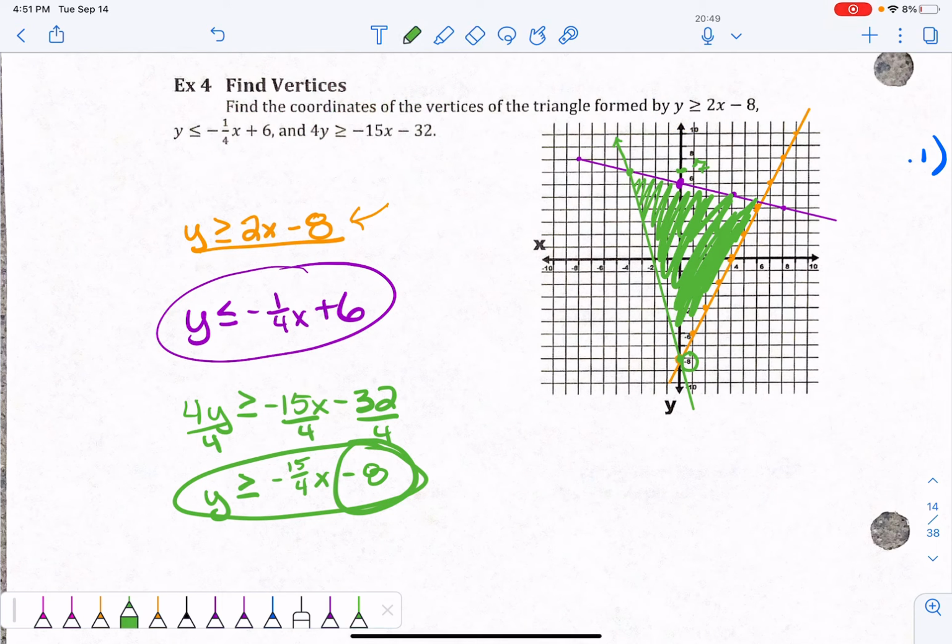And what they're asking for isn't just to shade. They're saying find the coordinates of the vertices. And vertices are just the corner points. So like, where is this one located? Where is that one located? Where is that one located? And we just have to label them, okay?